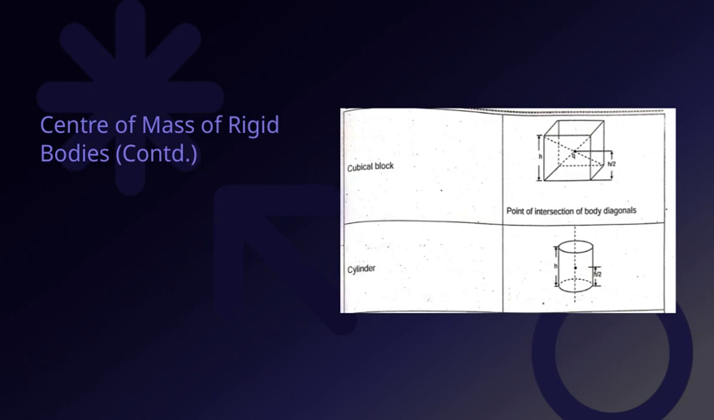However, for irregular shapes or non-uniform densities, we need to apply the more general calculation methods. These methods involve summing up the moments of all the mass elements relative to a reference point. This concept connects directly to the overall theme of statics and dynamics, because knowing the center of mass helps us predict how an object will respond under various forces.